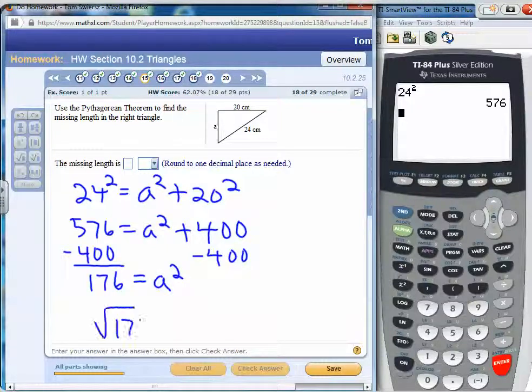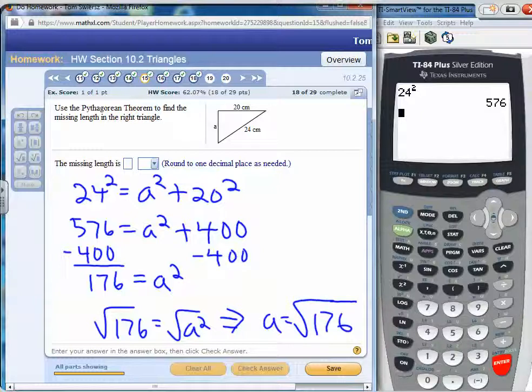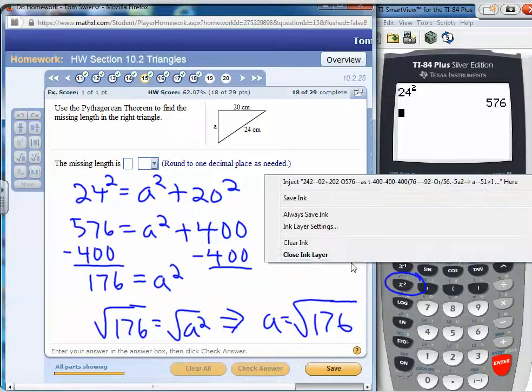If we take the square root of both sides, then we get a is equal to the square root of 176. Again, you solve for a by subtracting 400 from both sides, and then you take the square root of both sides so that the square root of a squared is a. Notice on your calculator, the square root is the x squared in blue, so you hit the second key and then the x squared key, and then put in 176 to get our answer. We're going to round to 1 decimal place.